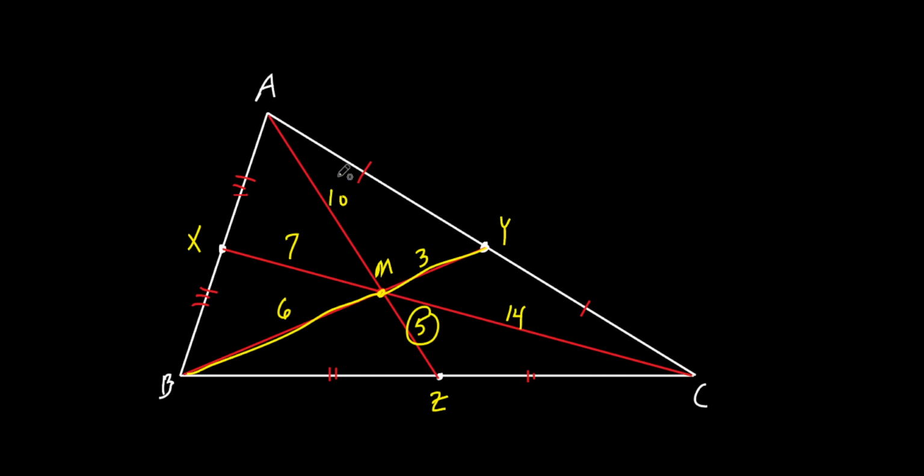Because if this was 10, the whole thing would be 15, right? 5 times 3 is 15. Agreed? What's the whole thing here, BY? It's 9. Or you could take the short one, multiply it by 3 to get the whole thing. Right? So look at XC. It's 21. Or you could do 7 times 3, which is the whole thing.